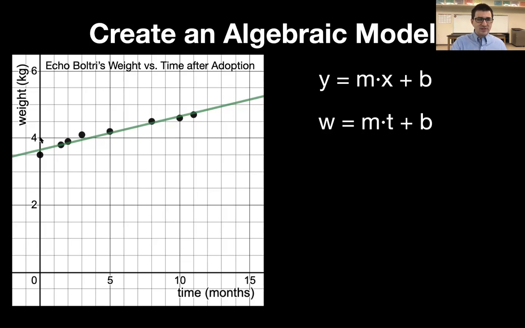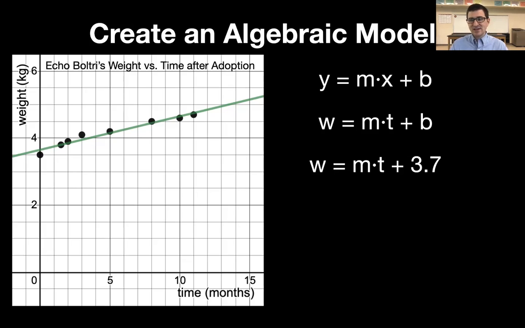So the vertical intercept is pretty easy. It's just where it crosses the vertical axis. So this is 2, 2.5, 3, 3.5. It's somewhere between 3.5 and 4, but closer to 3.5 than it is to 4. I would say that's about 3.7. So I can go ahead and put that in there. W equals slope times time plus 3.7.